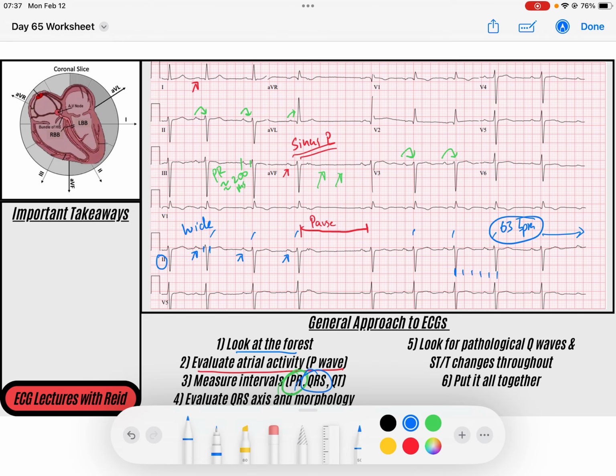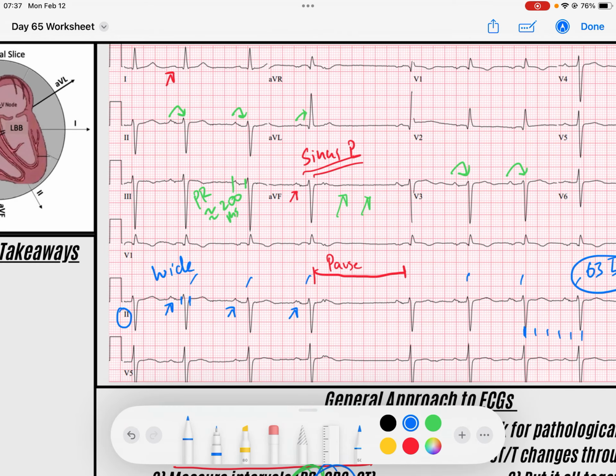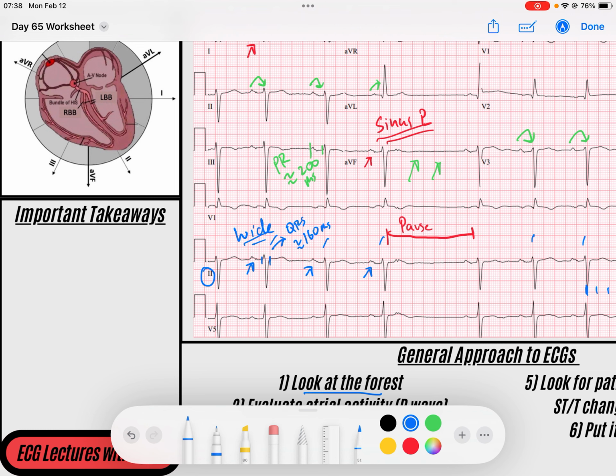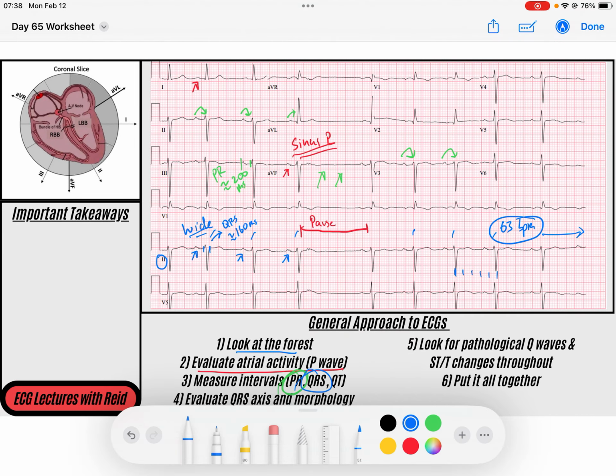Next thing I'm going to do is evaluate the QRS. We say we have a wide complex QRS, so let's measure that. If we look down at our marking here, it looks maybe like 4 little boxes, and if each box is 40 milliseconds, our QRS is roughly 160 milliseconds in duration, so that's wide. What is our differential for wide complex QRSs? We've got maybe left bundle branch block, right bundle branch block, bifascicular blocks. You could have hypertrophy with secondary widening of the QRS.